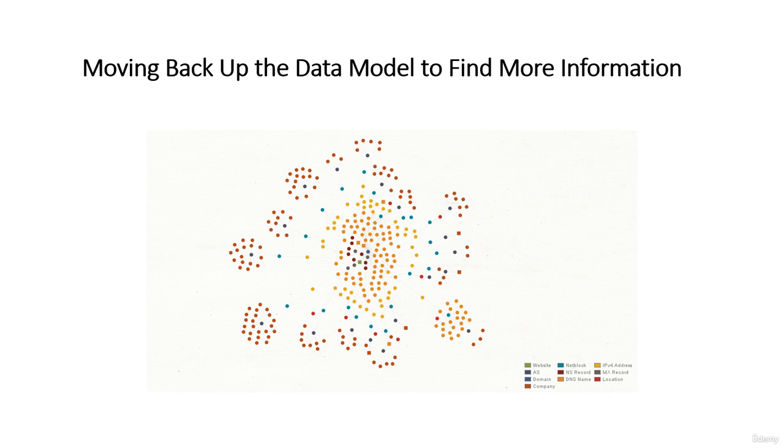So at this point we have reached the bottom of the data model. The next step is to start moving back up the data model, where we find more related information at each level. First, we query to return all the net blocks found, and from these new net blocks we can find more DNS names by querying historical or reverse DNS records.